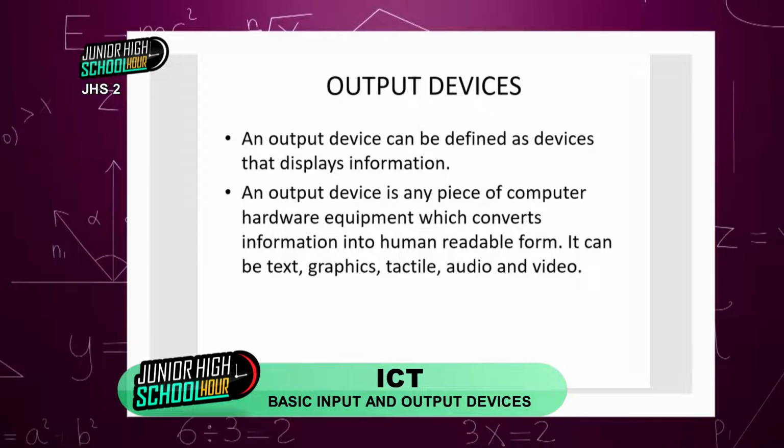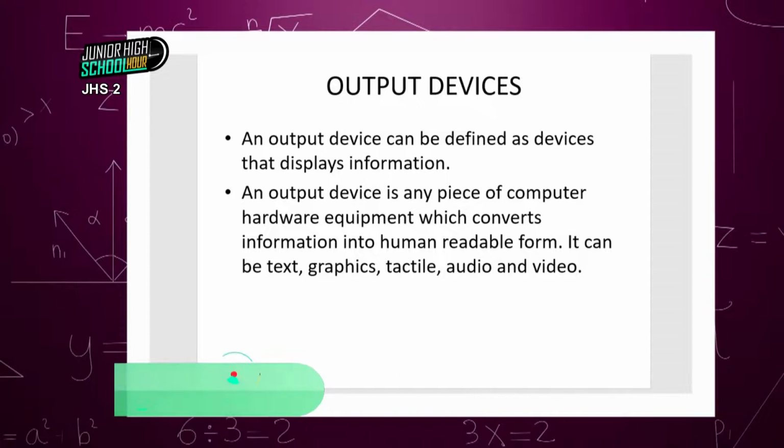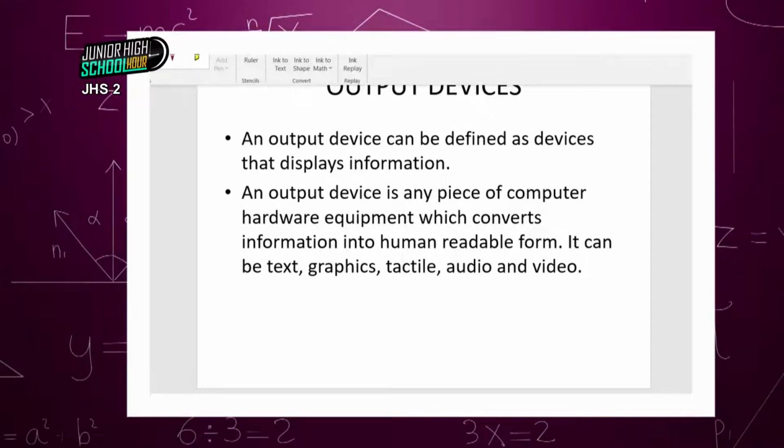Another definition is that an output device is any piece of computer hardware equipment which converts information into human readable form. It can be text, graphics, tactile, audio, and video. Put that in your head. Someone will ask, what is tactile?